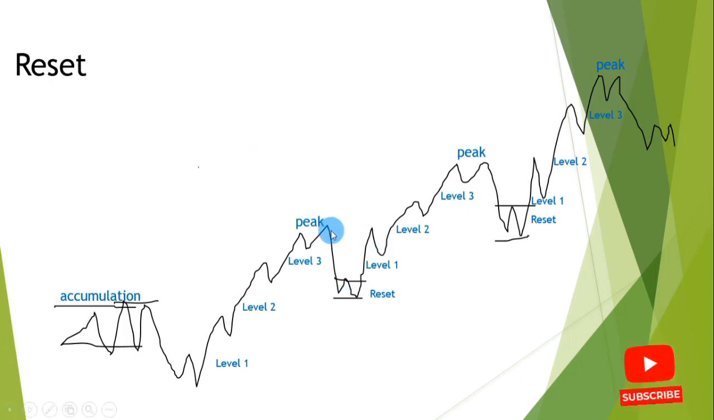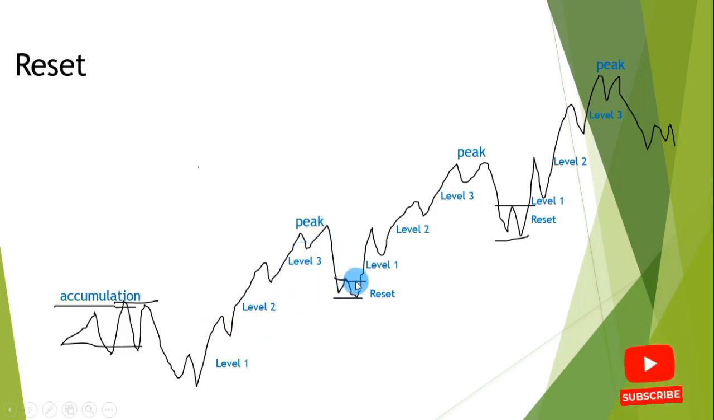So this reversing back here to give another peak formation is what we call reset. You understand? A reset will always happen after a complete three market maker cycle, to continue the cycle. So in this day, this is day one of rise, the first day of rise.